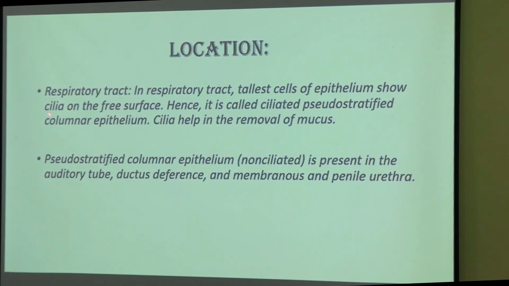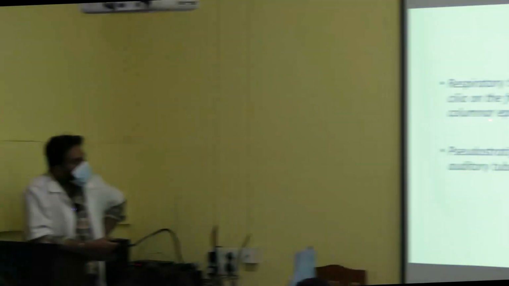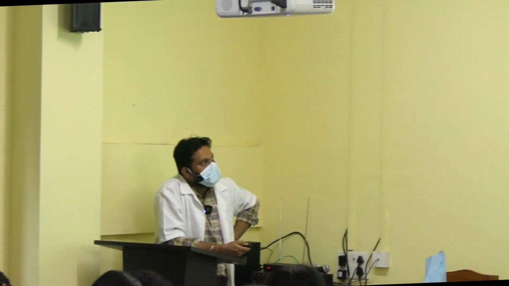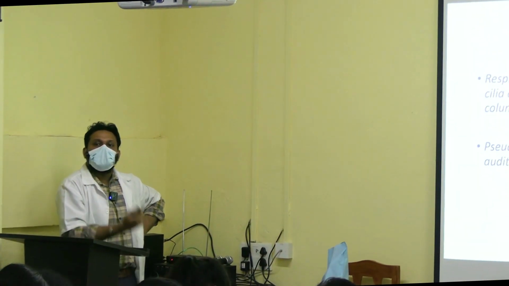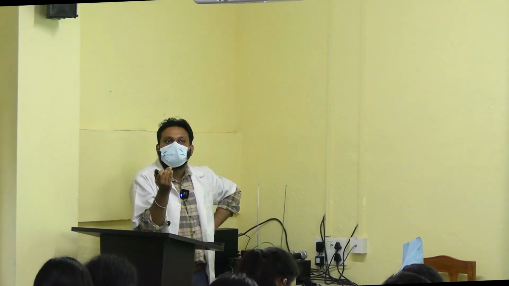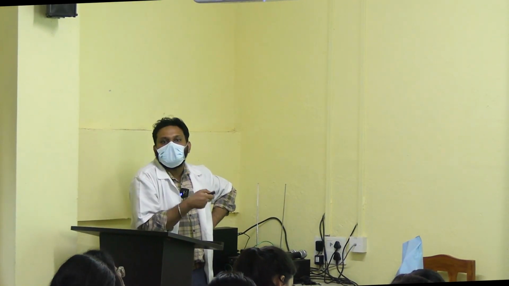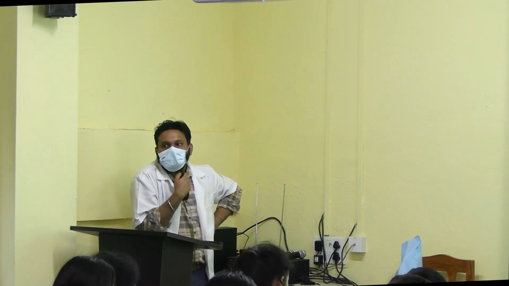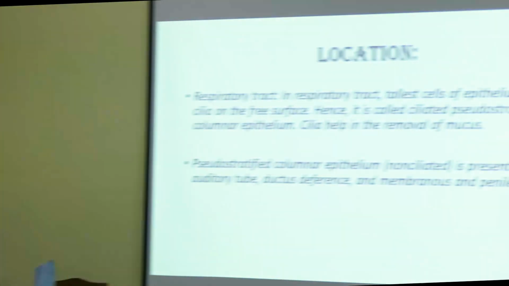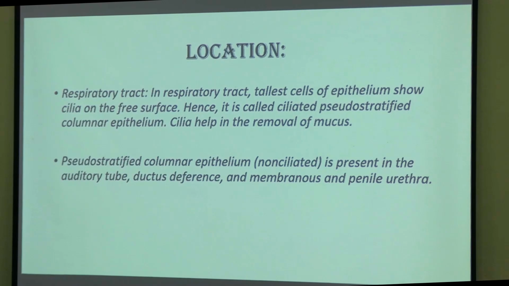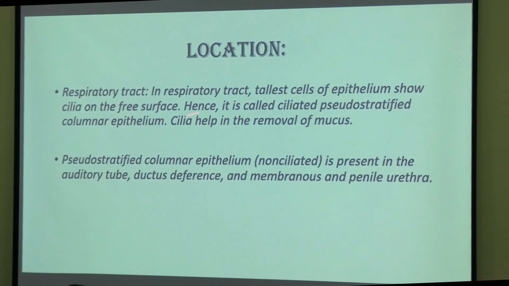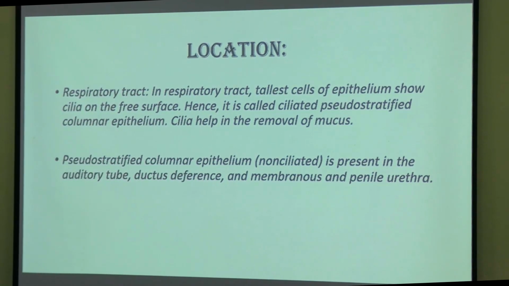tallest cells of epithelium show cilia on the free surface. I told you, right? Respiratory tract में for cleaning of the mucus we need cilia. सुनो, अगर pseudostratified columnar epithelium है और उसमें cilia है तो उसका नाम क्या होगा? It will be called ciliated pseudostratified columnar epithelium. Where is it found? कहाँ पर मिलेगा ये? Respiratory tract.